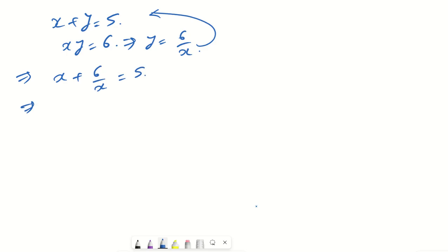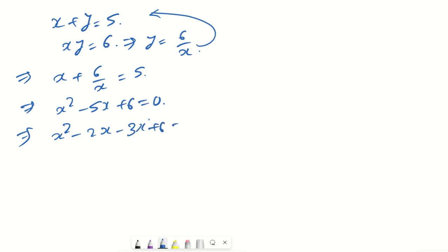So from here we are going to get x square minus 5x plus 6 is equal to 0. I am taking x square like this, and then 5x will come to the left side, plus 6. This you know already how to find for the x value. So it can be written as x square minus 2x minus 3x plus 6 is equal to 0, by splitting 5x into 2x plus 3x.